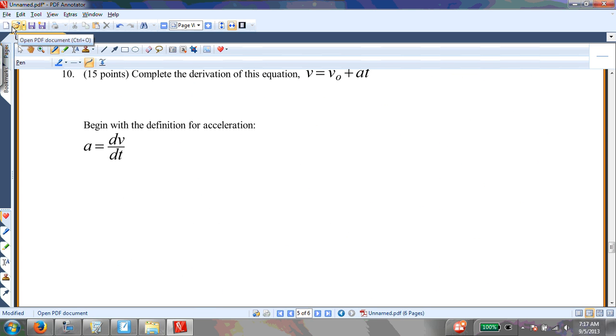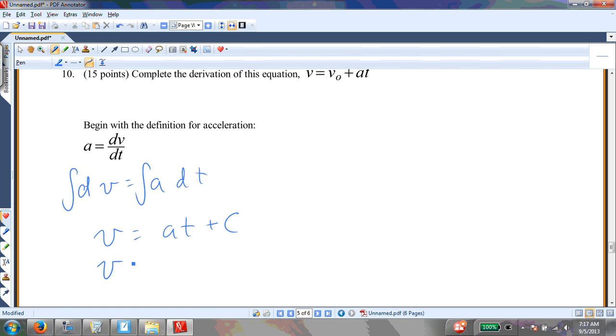I complete the derivation of this equation. V is equal to V naught plus AT. Alright, so I take this. I gave you the definition for acceleration. I just say dV is equal to A dt. Integrate both sides. V is equal to AT plus some integration constant. V is equal to AT plus V naught.